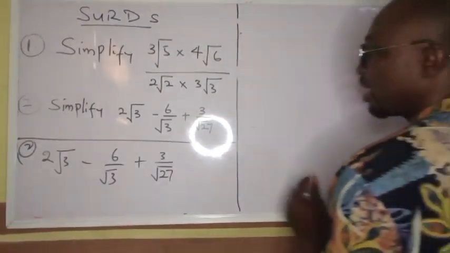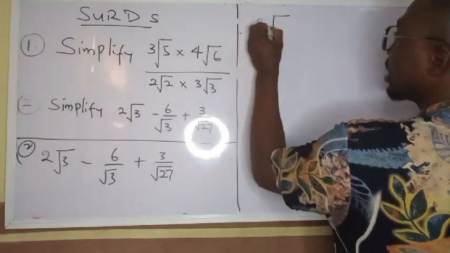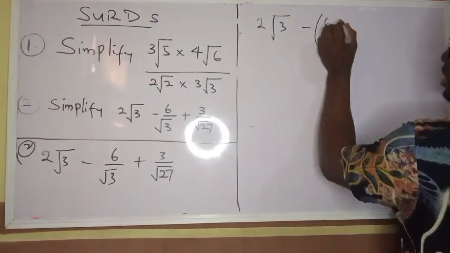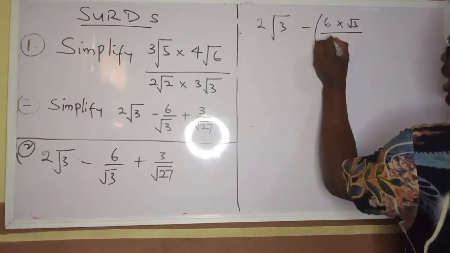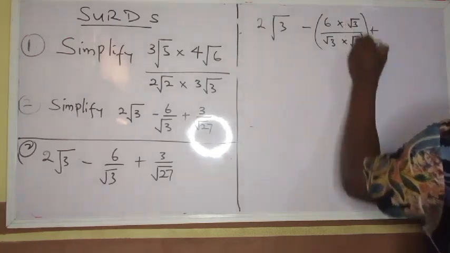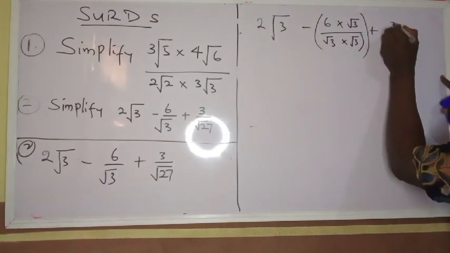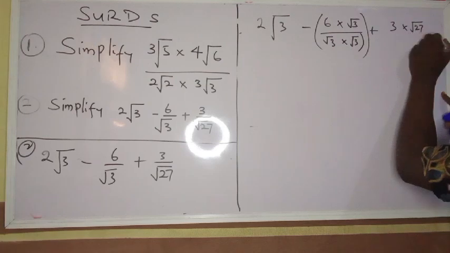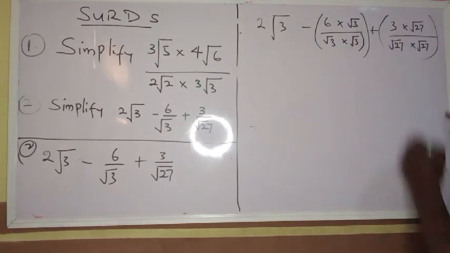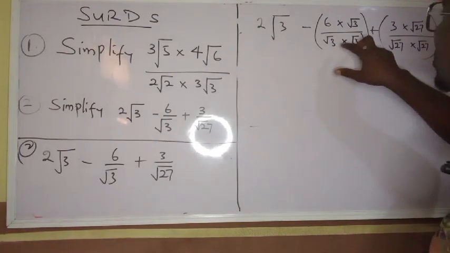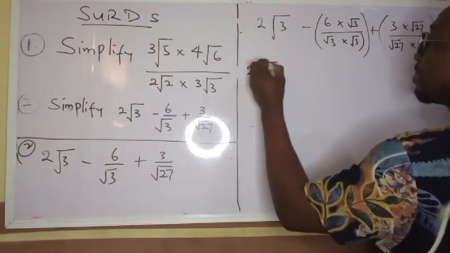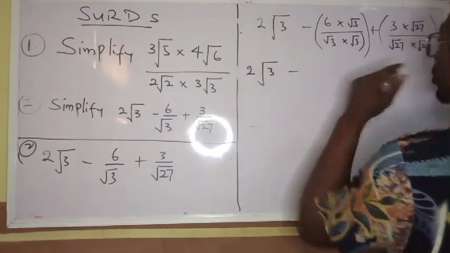So now we have the first term, 2 root 3, minus the second term, which is going to be now 6 times root 3 all over root 3 times root 3. Then also the third term will be 3 times root 27 all over root 27 times root 27. So now we have just rationalized both the second term and the third term. Now the next thing we have to do is let's simplify.